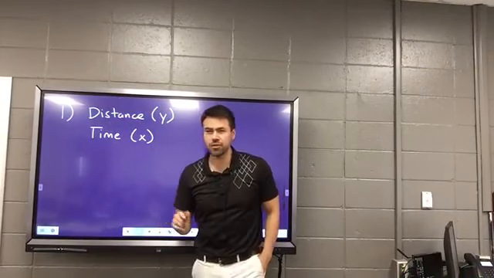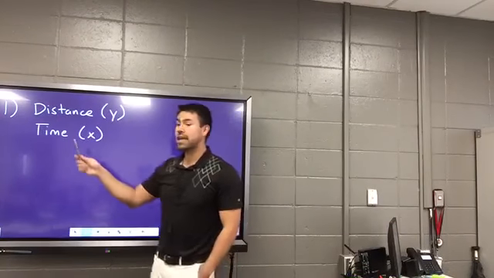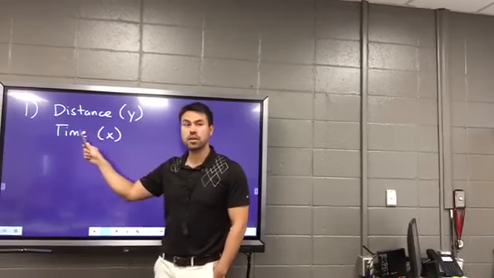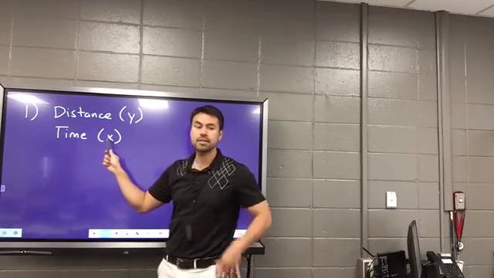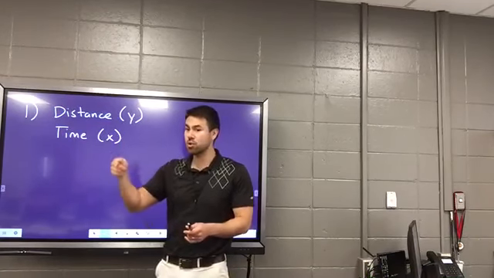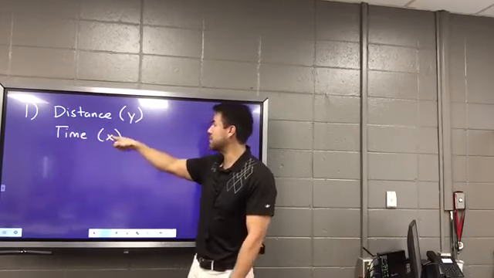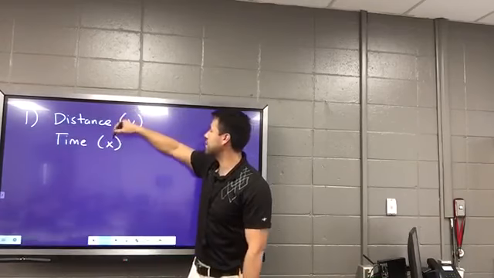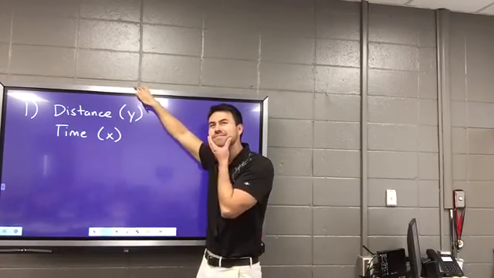Let me give you a hint if you're like, wait, what? If time is one of the variables, it's almost always the independent variable. It's the x value. Time doesn't depend on things. Time is going to move whether you sit there or whether you move, right? So time is independent of distance. So time is x, distance is y. Does that matter? I think it does.